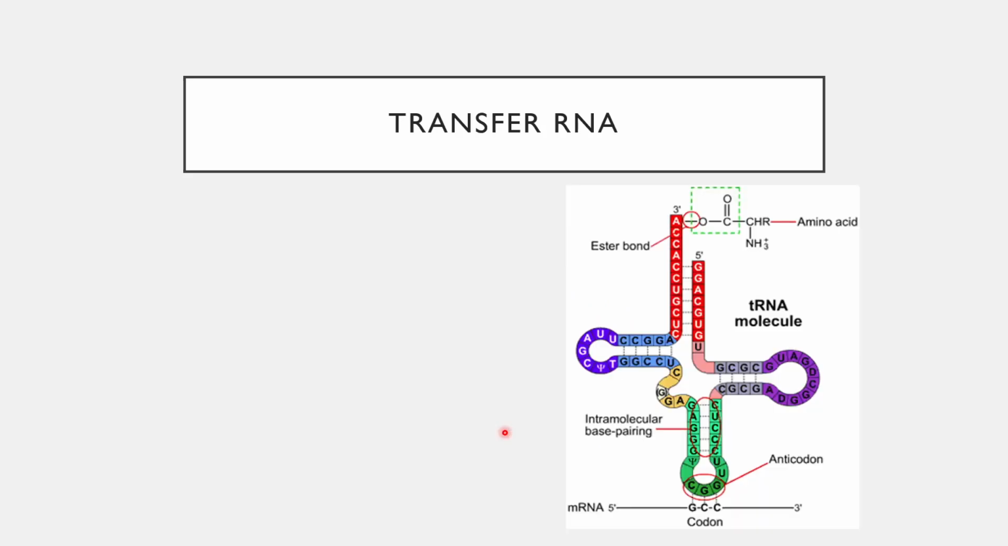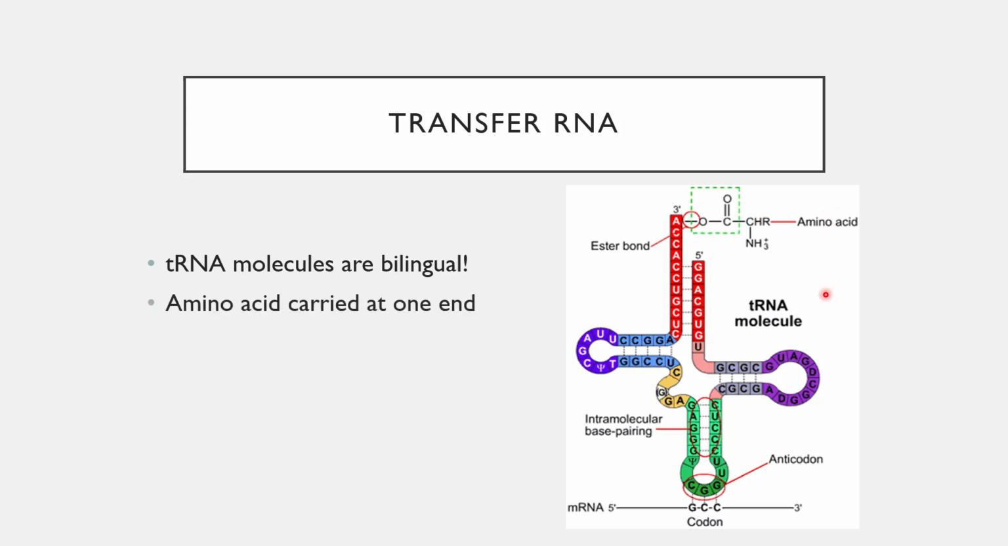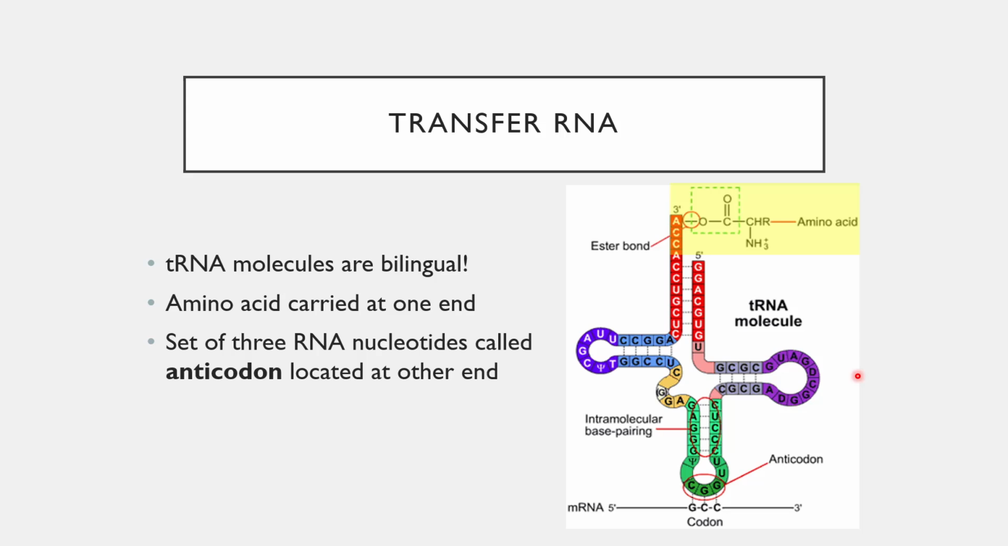Transfer RNA, or tRNA molecules, as we mentioned, are the amino acid delivery mechanism for translation. And we can think about tRNA molecules as being the bilingual translators of the cell. That's because they can read nucleic acids, but they can also write amino acids. So at one end of the transfer RNA, there is a site where an amino acid is carried, and on the other end of the transfer RNA molecule, there is a special set of 3 nucleotides that's more important than the other nucleotides found in the transfer RNA. And these 3 nucleotides are called the anticodon.